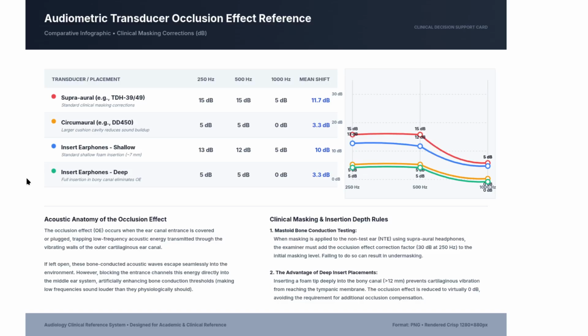On exams, I'm not going to ask you a question where there's a conflict between the two. I may ask you for a range as an example, but not where there's a clear conflict between these updated values and what you see in the textbook. Notice with the circumorals how low they are. With the DD450, specifically circumoral, you can see it's close to zero. And also with deeply inserted inserts. But it's much more difficult to get a deeply inserted insert than it is to place circumoral headphones. Hence the benefit of using circumoral headphones, not having to take into account the occlusion effect for bone conduction masking.